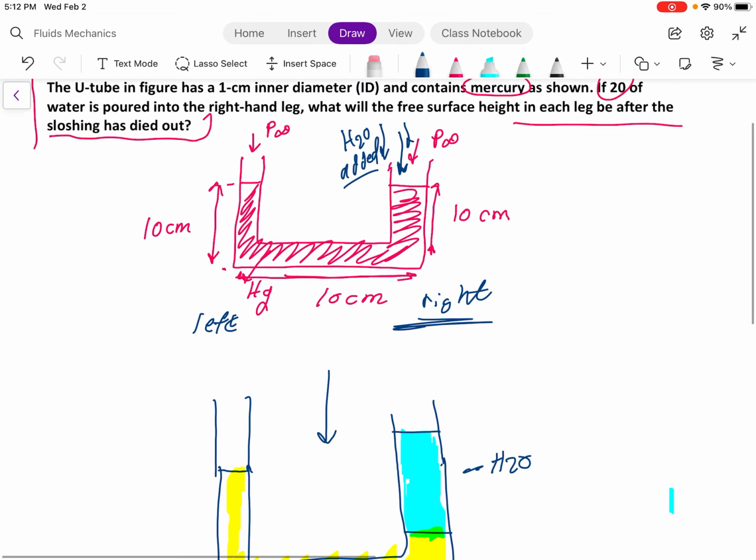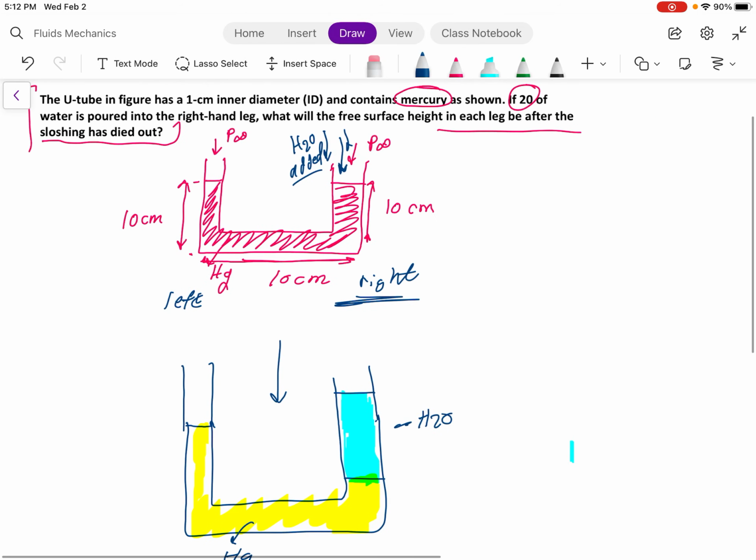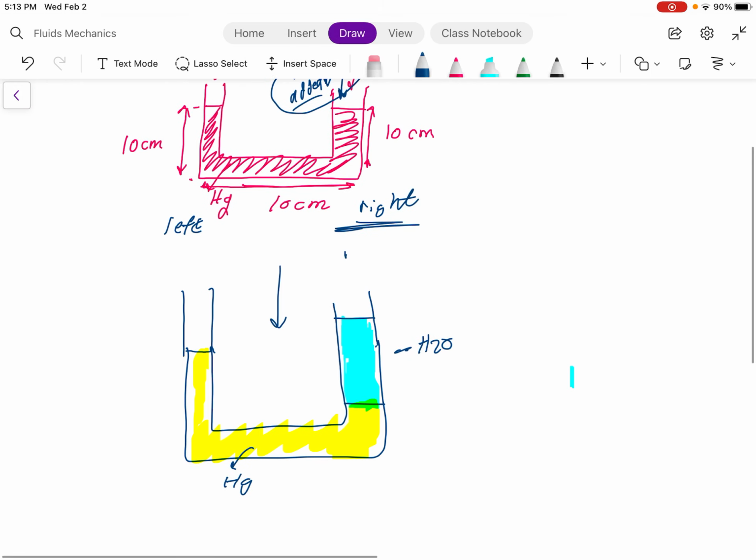So previously, if you look at it, we had 10 centimeters in this side, and 10 centimeters in this side, and 10 centimeters in this side. If we add water on this side, it's gonna push down the mercury, and the mercury on this side will go up because we're adding another liquid in here. That displacement we can represent by delta H, and now we don't know how much delta H is. We don't know the height, so we're gonna find out.